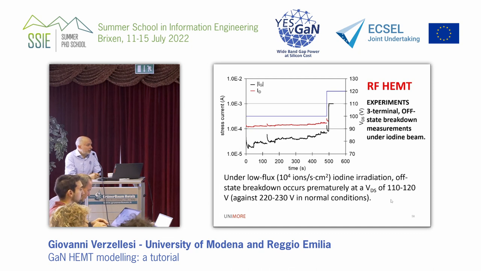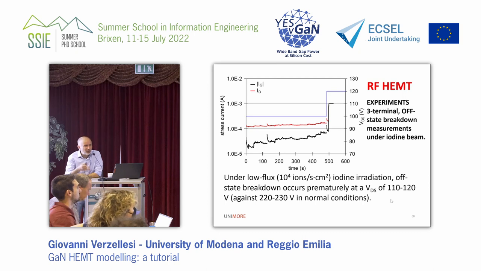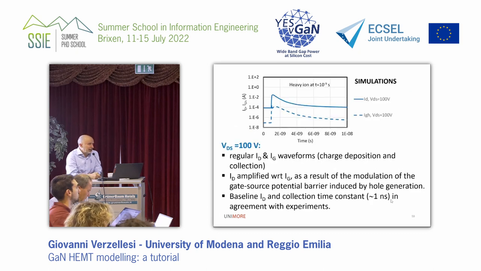Experiments here are three-terminal off-state breakdown measurements under iodine beam irradiation. Under low flux of these ions, off-state breakdown is shown to take place at a VDS of about 100 volts, against the 200 volt breakdown observed for these devices in standard conditions, without ion irradiation. Is there an explanation for this? Is there a simple explanation, not necessarily the real one, but a simple one provided by simulation? Yes, there is a possible explanation for this.